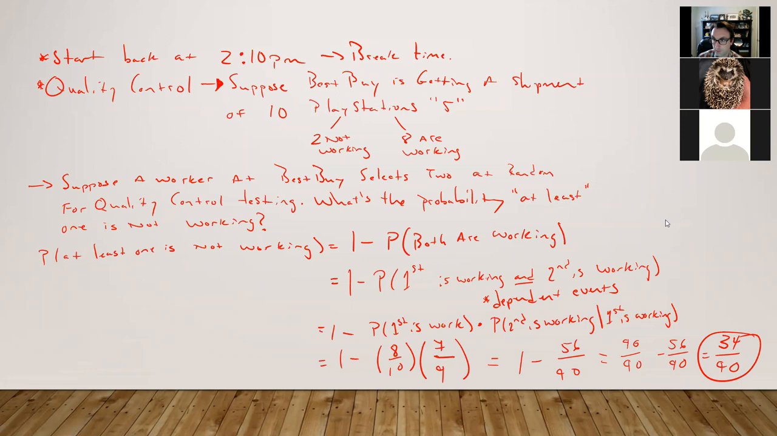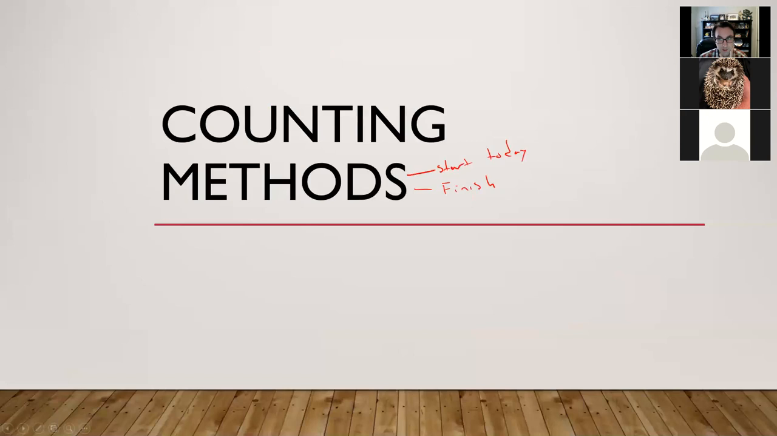All right, so counting methods, we're going to start today and finish on Tuesday. And then we'll also start the next topic called discrete random variables on Tuesday as well.